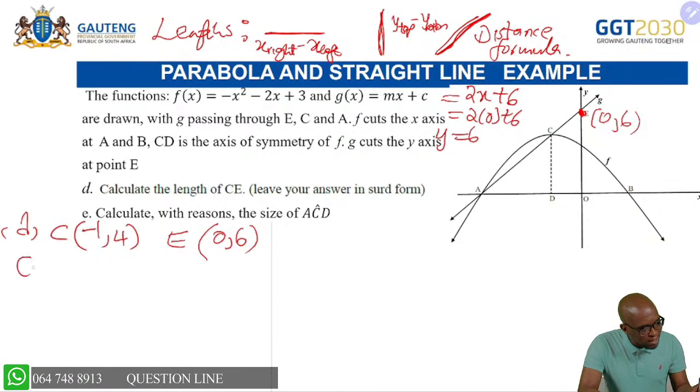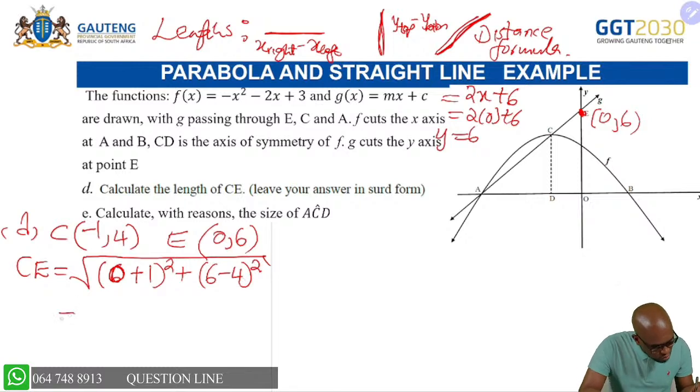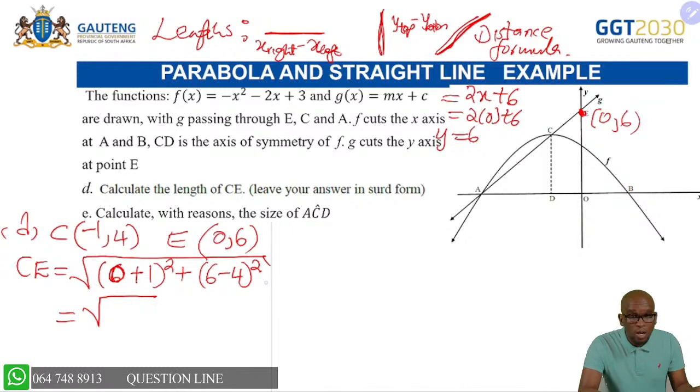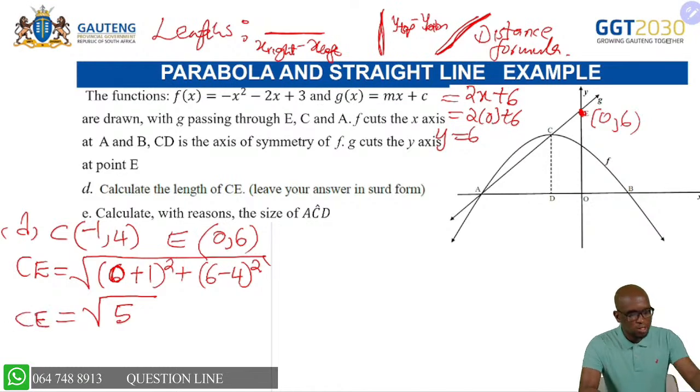Now, if you want to find the length CE, this is the square root of (x2 minus x1) squared plus (y2 minus y1) squared. That would be 0 minus -1, so 0 plus 1 squared, plus 6 minus 4 squared. So this will simplify to the square root of: 6 minus 4 is 2, squared is 4; 0 plus 1 is 1, 1 squared is 1. So this would be the square root of 5. That would be the length of CE, the square root of 5.